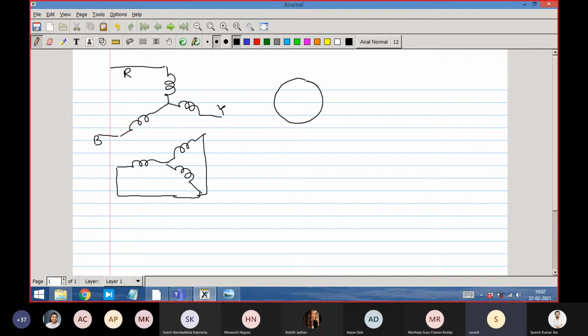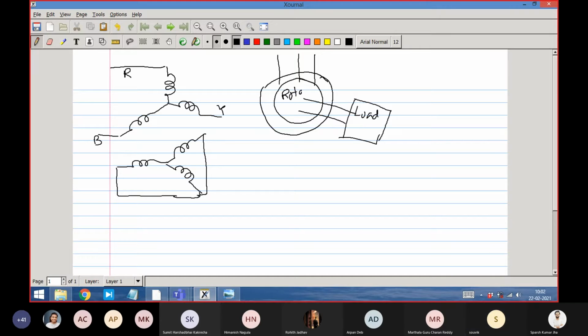We should also note that the rotor is coupled to a load. This is called the load. The stator supply is here. Three-phase stator supply is there. This is the rotor. Rotor coils are shorted. This is only the stator three-phase supply.